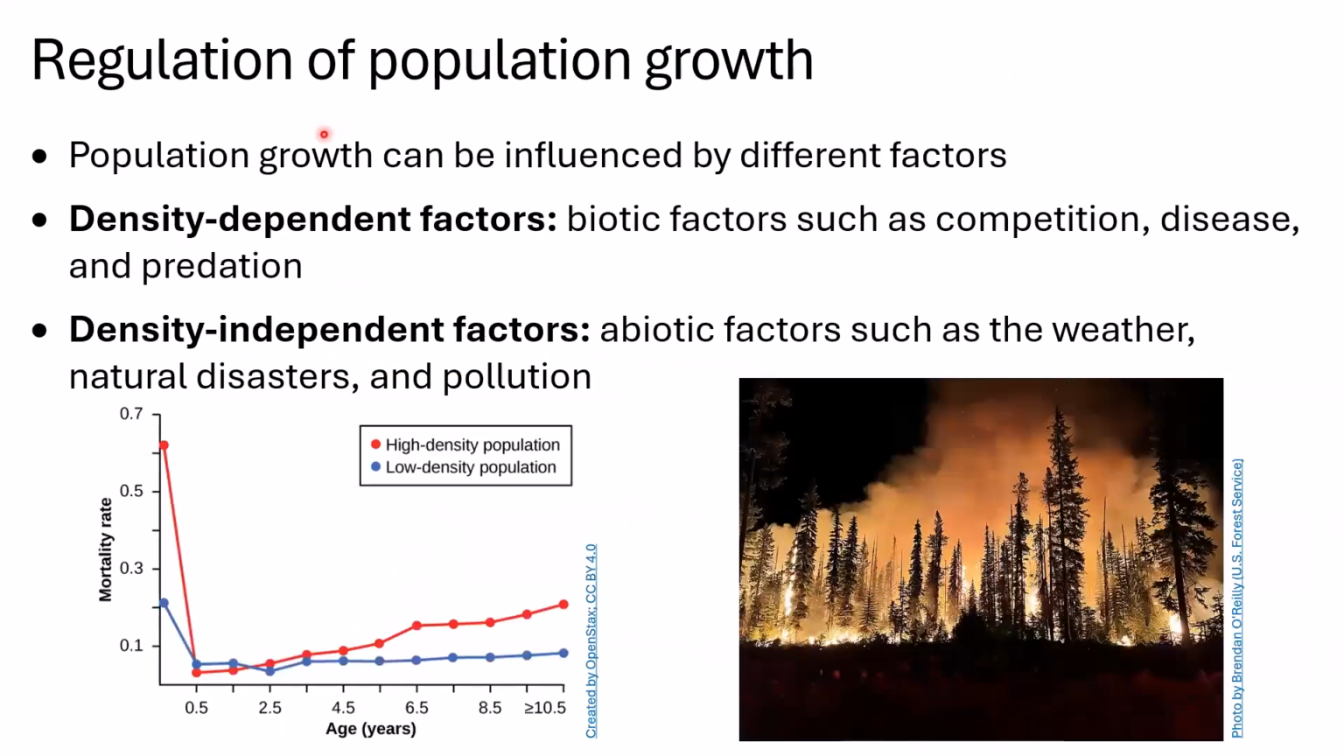The growth rate of a population is regulated by density-dependent and density-independent factors. Density-dependent factors include competition, disease, and predation, which will affect higher density populations more than they would affect lower density populations. This graph shows the mortality rates of wild donkeys from high and low density populations. The mortality rate is much higher early on in the high density populations, and also increases in later years.